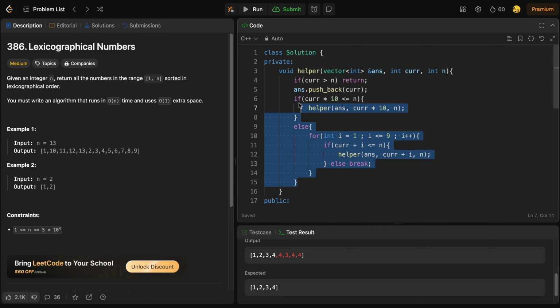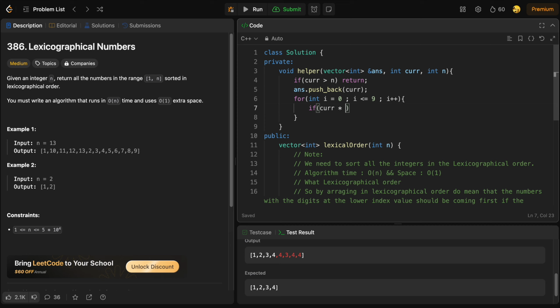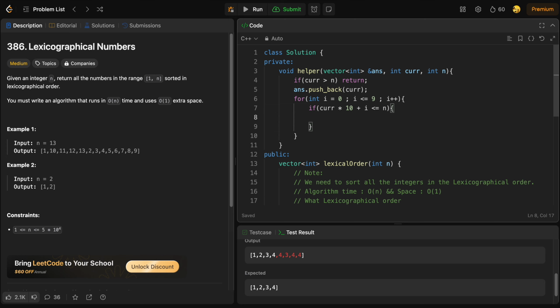So to mitigate that, we'll just simply say, here only I'll do for int i equal to 0, i is less than or equal to 9, i plus plus. If my current number into 10 plus i is less than or equal to n, what I'll do is helper of ans, current number into 10 plus i, n.